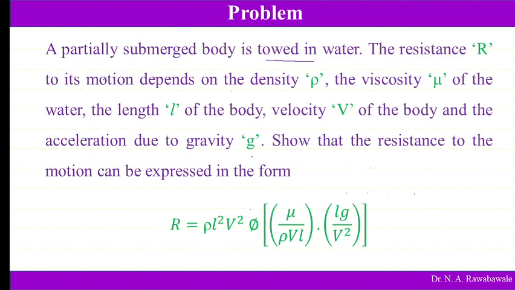For its movement, there will be a resistance offered by the water. That resistance depends on the density of the liquid, which may be water, oil or whatever it is, and then viscosity mu, length of the body, velocity of the body at which it is moving, and the acceleration due to gravity. Then show that the resistance to the motion can be expressed in the given form. So we have to correlate this resistance R with density, viscosity, length, velocity and acceleration due to gravity. Let us see in which form we must produce this equation, which is already given here. Now we will see the dimensions for various parameters.